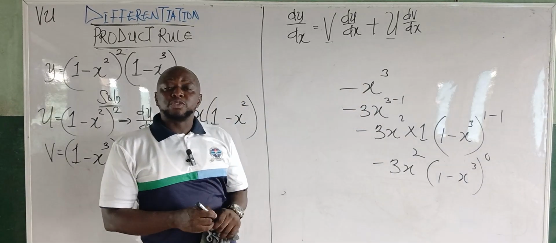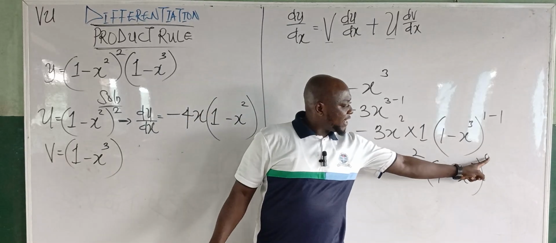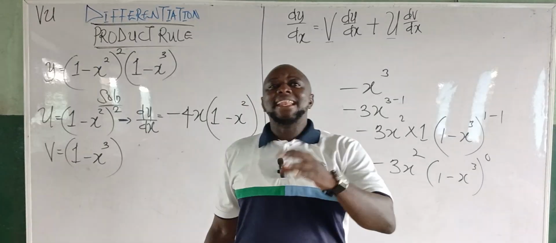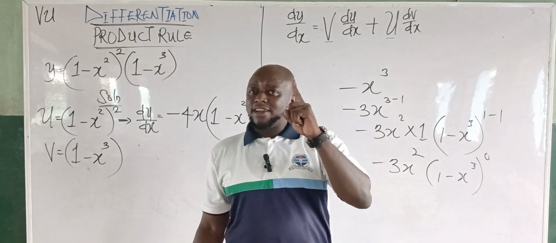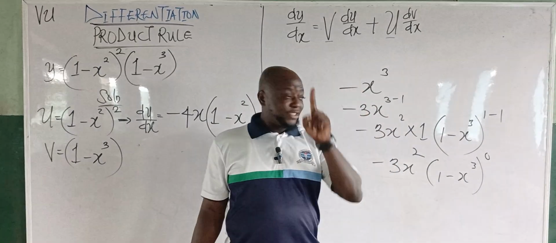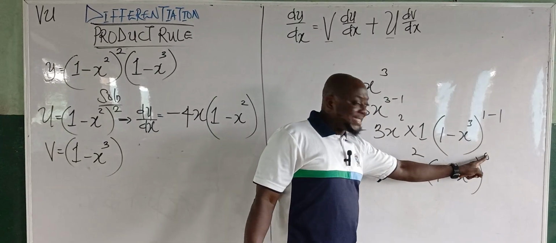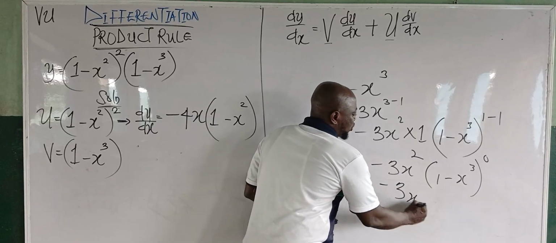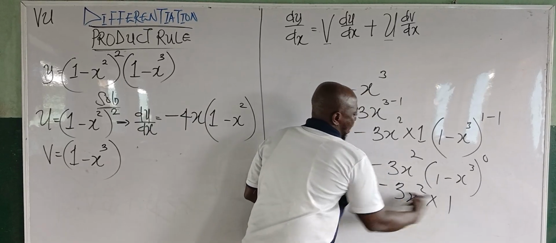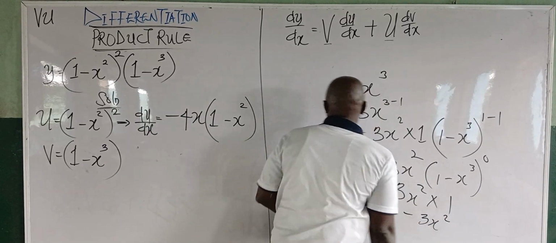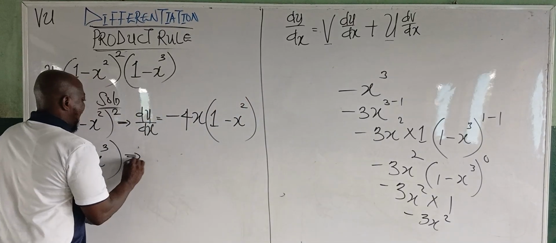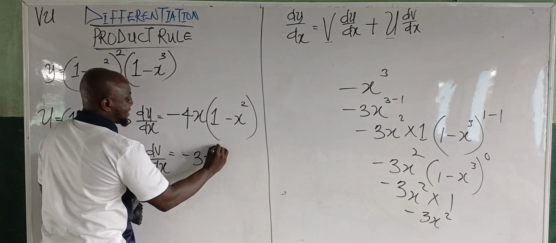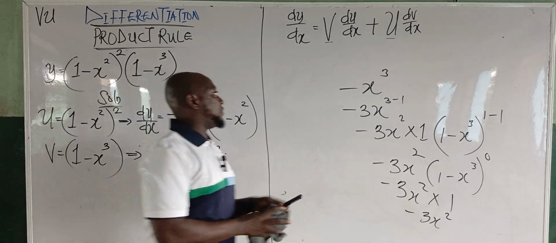Something new has come into play. Look at this. This one is having 0 here. Everything here is raised to the power of 0. Quickly recall that any number or letter raised to the power of 0 gives us 1. The 0 is on top of this bracket, not this one. So I will change that value there to be 1. So all of this one now will give us 1. 1 times this one will still give us 3x squared. So in this case, my dv dx will give us minus 3x squared. This is what I'm having in total.